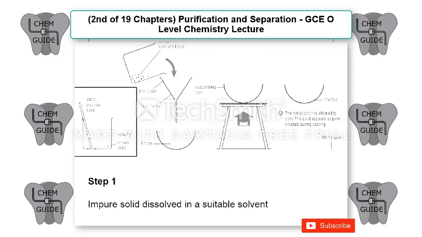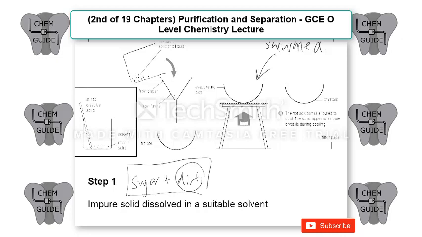So how do you do that? It's actually quite straightforward. First of all, you have to obtain what we call a saturated solution. So how do you get the saturated solution? You must first dissolve the substance in a solvent. So let's say we have sugar and some dirt. We don't know what the dirt is. Let's say this is just the impurity. So first of all, we dissolve this mixture into water.